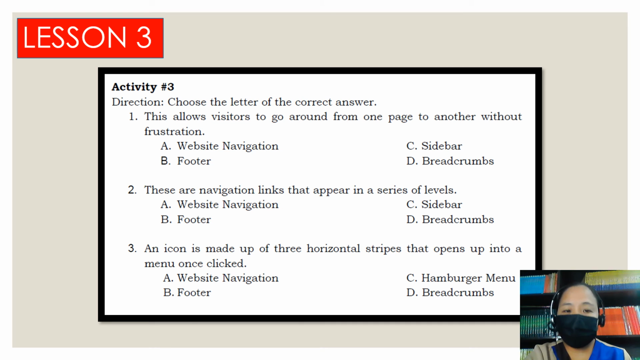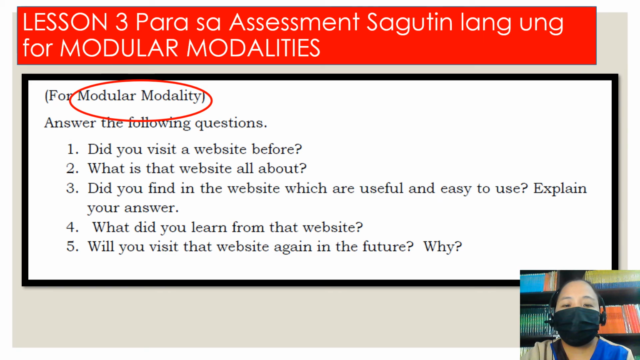For activity 3, it's the same, but this time, you are to choose the letter. Okay? So, write the letter of the correct answer before the number. Then again, for assessment on lesson 3, you are not to answer everything. You just have to look at the part where it says for modular modality. You have to answer questions numbers 1 to 5. Hopefully, your answer for number 1 is yes, so you could answer number 2, 3, 4, and 5.